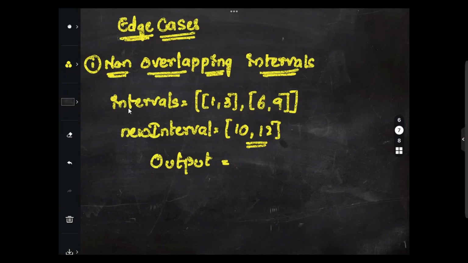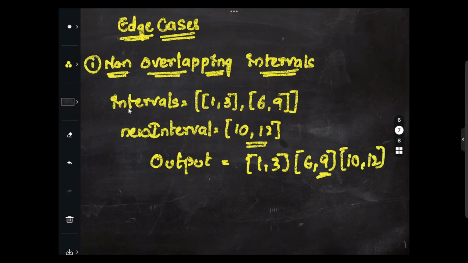So let's see the edge cases step by step. Let's discuss the edge cases one by one here. The first edge case is intervals equals 1 comma 3, 6 comma 9, same as I have considered, and the new interval given is 10 comma 12. The output in this case will be 1 comma 3, it doesn't merge anyway, then 6 comma 9 and 10 comma 12.